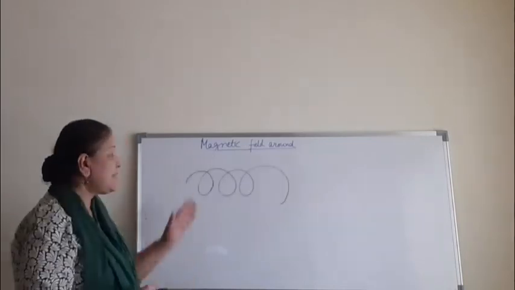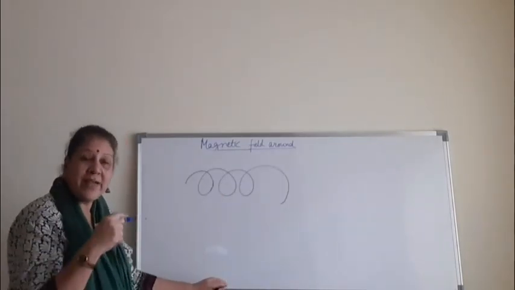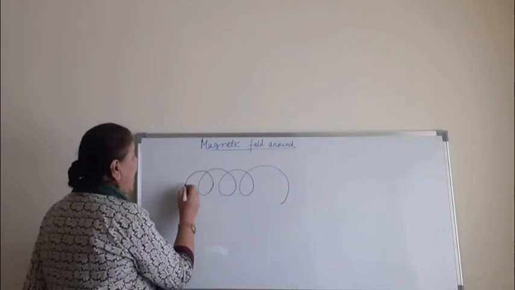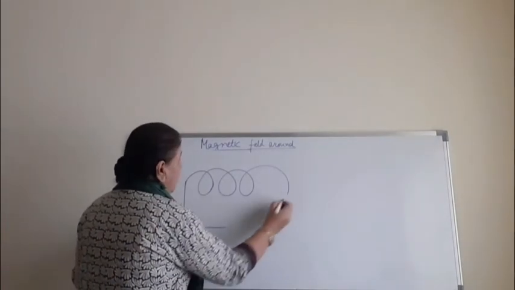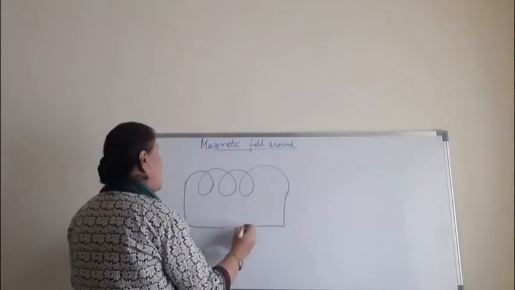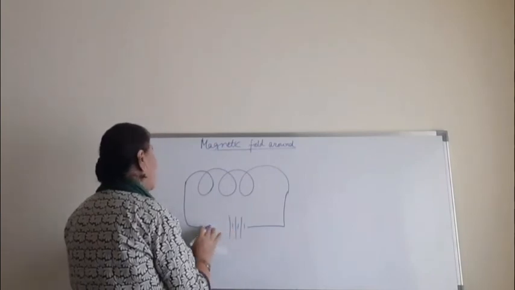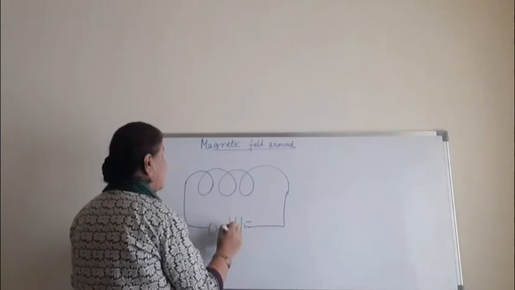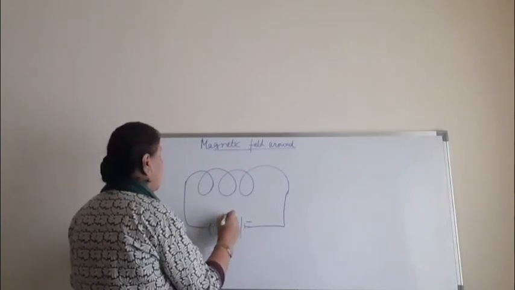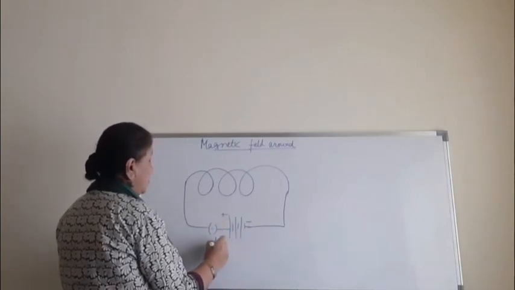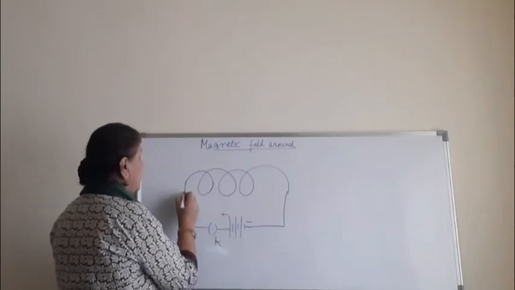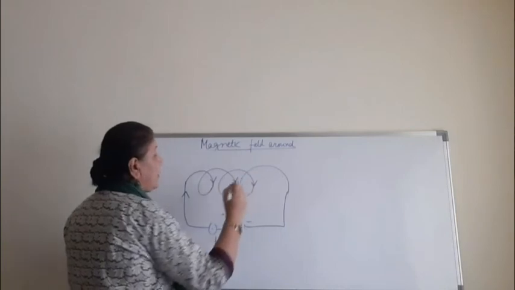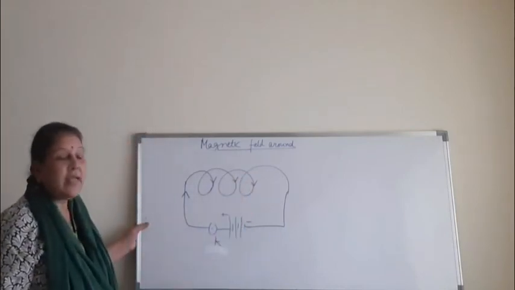What is a solenoid? It's an insulated copper wire with many turns which is wrapped in cylindrical shape. So here we have, again, we are connecting it with a battery and a key or a switch. This is negative and this is positive of the battery. This is the key here. The current is in this direction. So here we have the direction of the current like this.